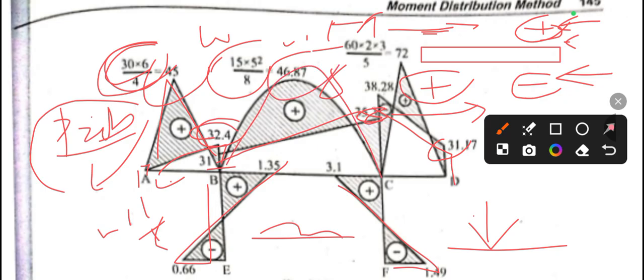Now you need to understand when it is plus and minus. Previously we made this curve. Above this moment curve will be plus, plus, and below this portion will be minus, minus. This will be minus. So this was it.